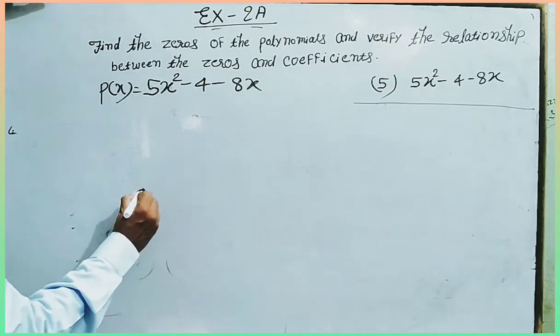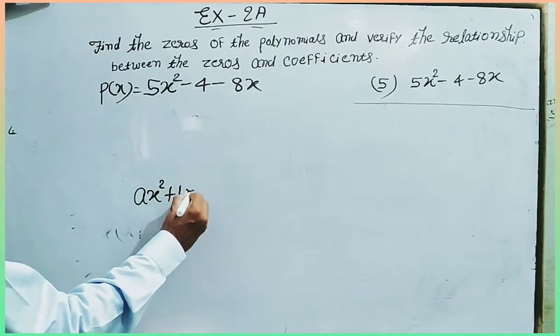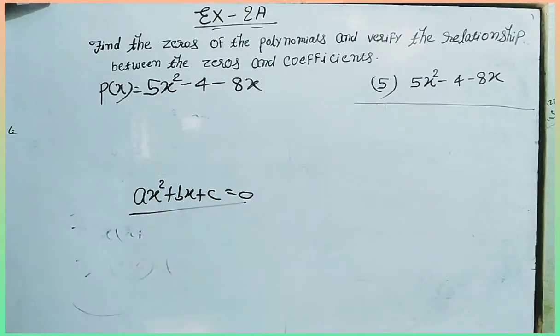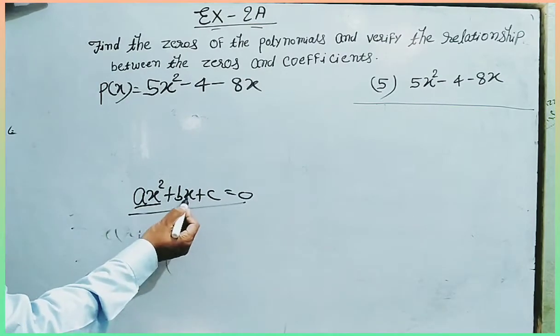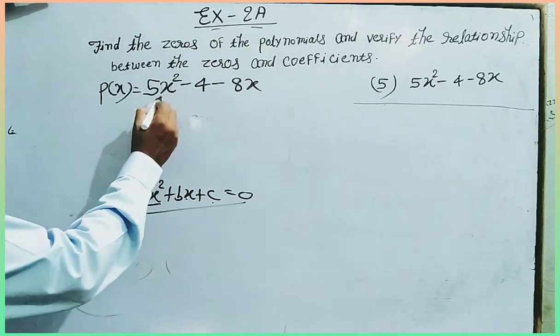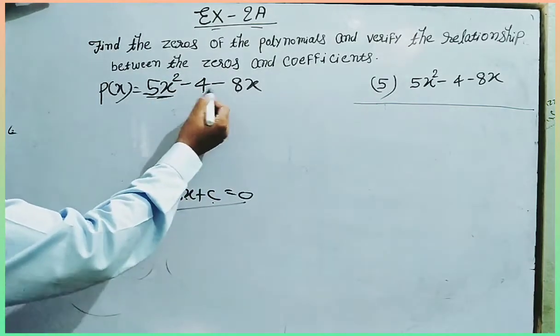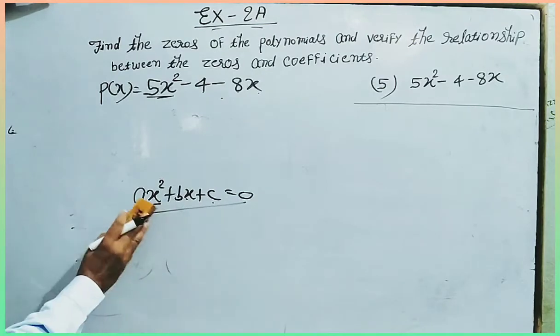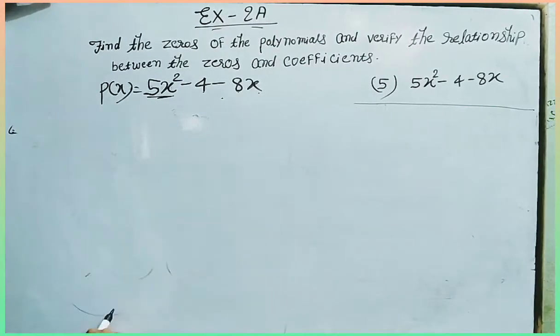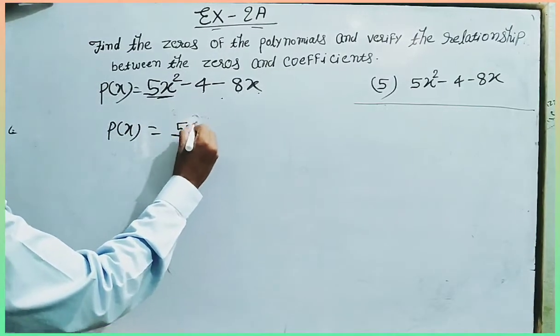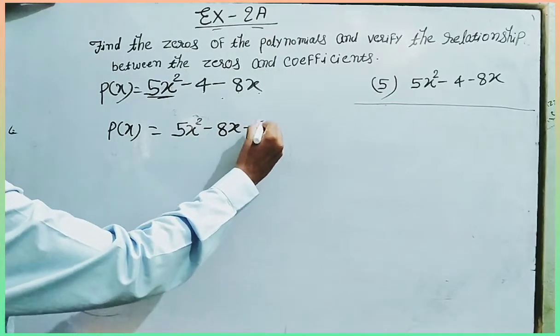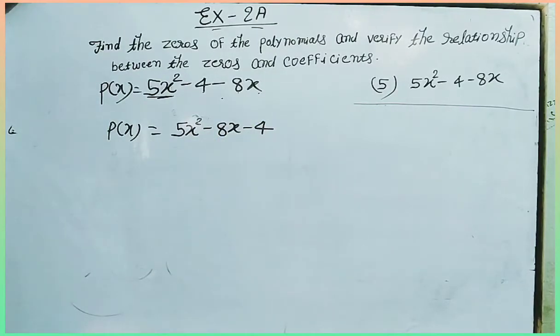The standard form of the quadratic is ax square plus bx plus c is equal to 0. It is the standard form of the quadratic polynomial. So all equations you write in this form. In the form means first you write x square, then you write x, and then write the constant term. But here it is first x square, and then the constant, and then last is x. So according to this, first you arrange it according to the rule. So you write px is equal to 5x square minus 8x minus 4. First we arrange according to their degrees: degree 2, degree 1, degree 0.